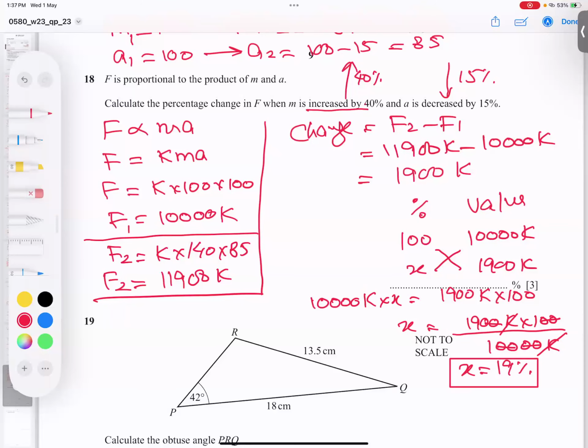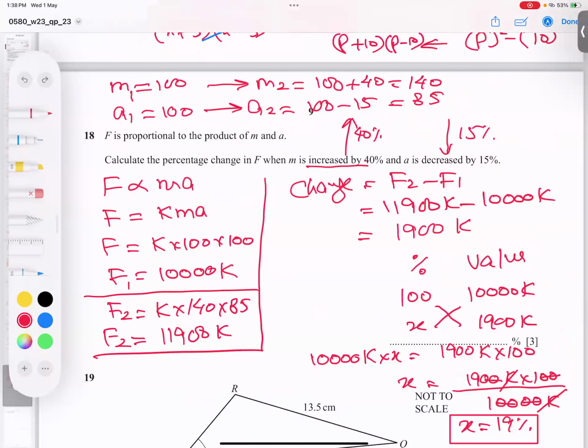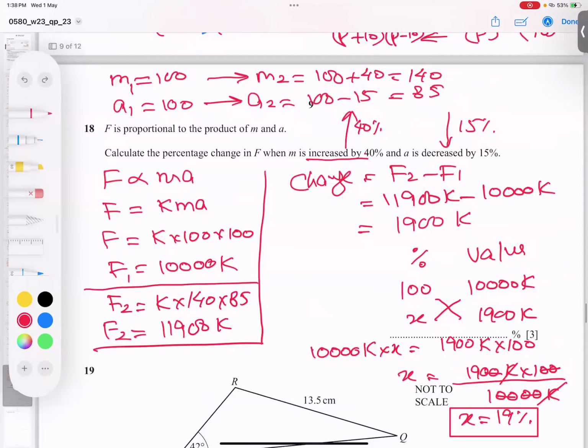Okay, so I think this question was a little tricky, but I think you got the concept. You can take any numbers. 100 is easy to use. Otherwise, this percentage will take some time to calculate. That is why 10% increase means 100 plus 10, and 10% decrease means 100 minus 10. I hope you got the point clear.